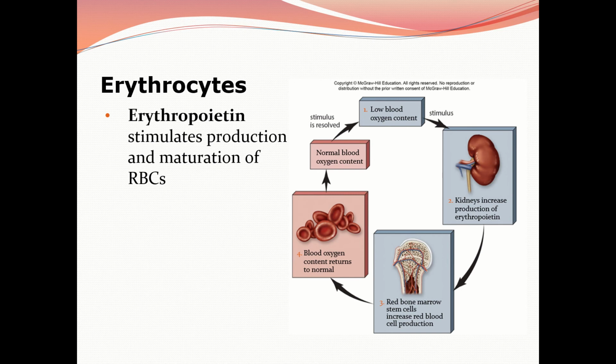This is a homeostatic feedback loop. This would be negative feedback because we're going to reverse the effects of the stimulus. The low blood oxygen content is the stimulus and it's not sustainable, and so we need to raise the blood oxygen content back to normal levels.